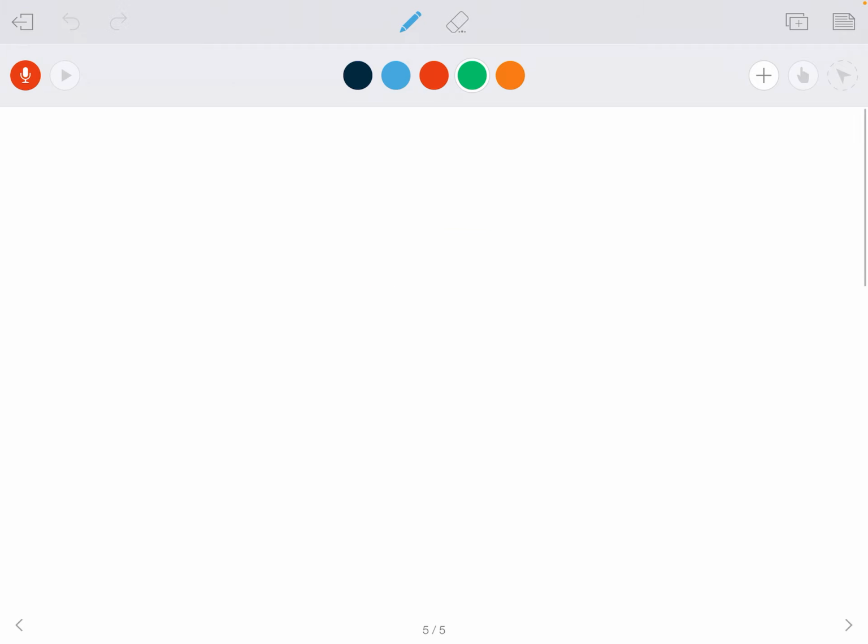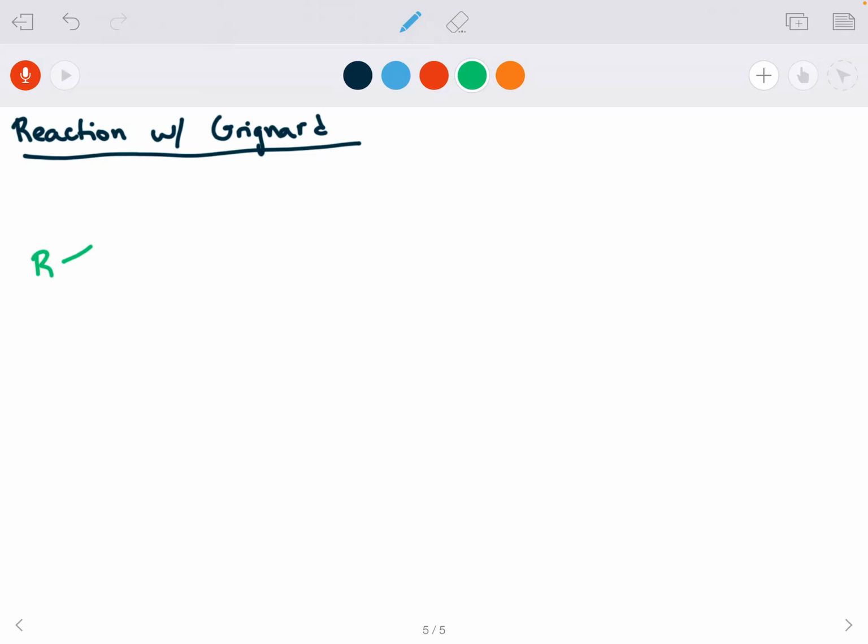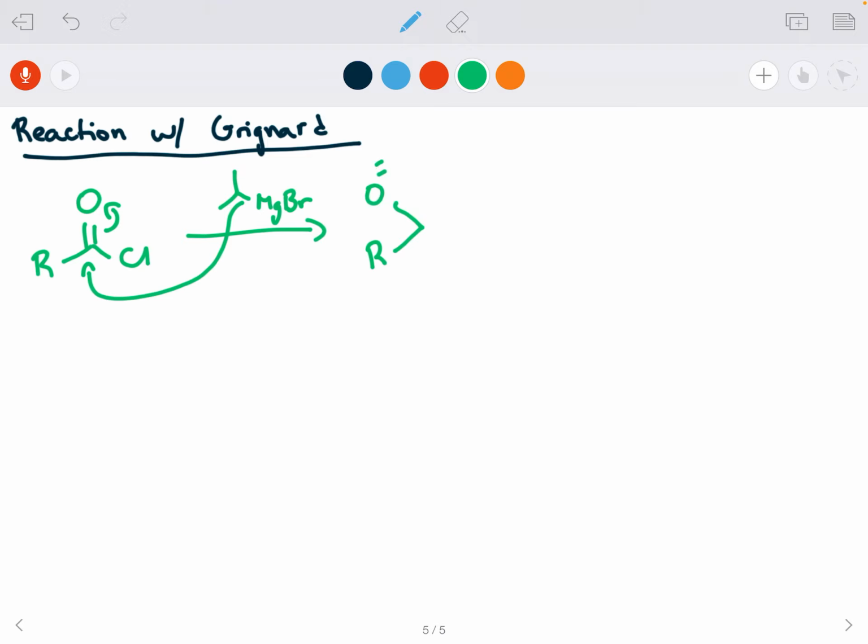Now the final major reaction that you'll see with the acid chloride is the reaction with a Grignard. So in this example, I'm going to use the following Grignard. So in the first step, the Grignard will come in and be the nucleophile. I'll come back down, kick off the chloride, just like I did in the reduction, just like I did in the nucleophilic substitution.